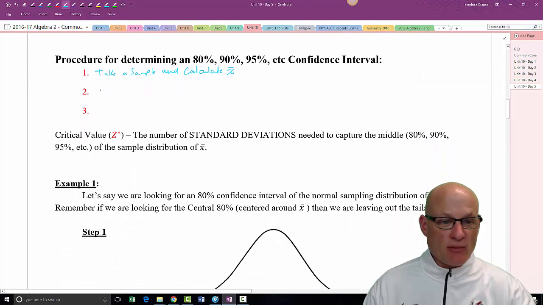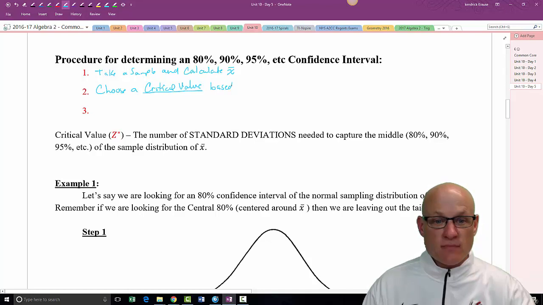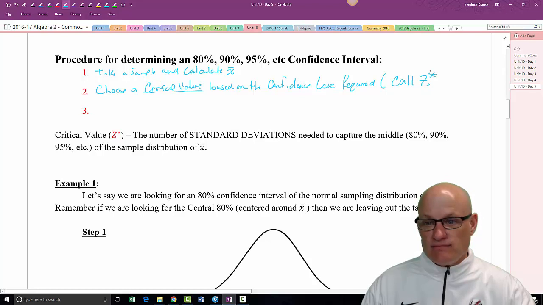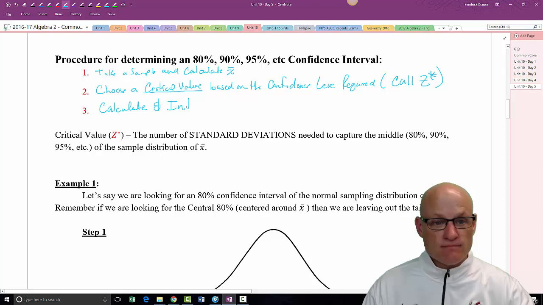All right, so far so good. Choose a critical value. We're going to talk about what that means and how we do that in a minute. Choose a critical value based on the confidence level required. And we're going to call that Z star. You'll see why in a minute. Then calculate and interpret the interval.